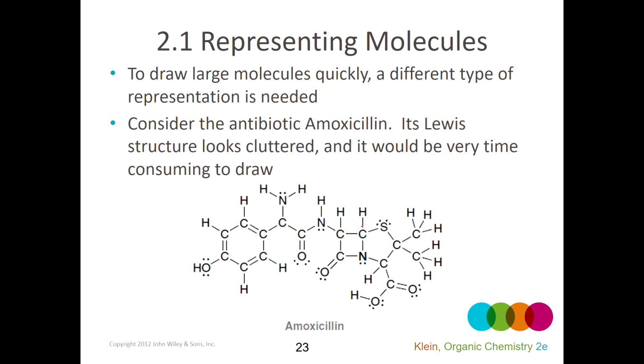And when I show all the hydrogens, it just takes forever to draw those in. The larger the structure, the more of an imposition it is to have to try to draw out the Lewis structure, the full structure with all the bonds shown. So this is too much of a burden. Organic chemists are way too lazy to have to deal with this on a regular basis.